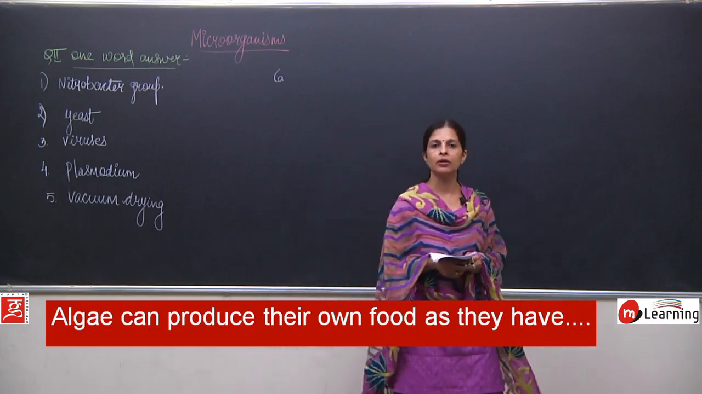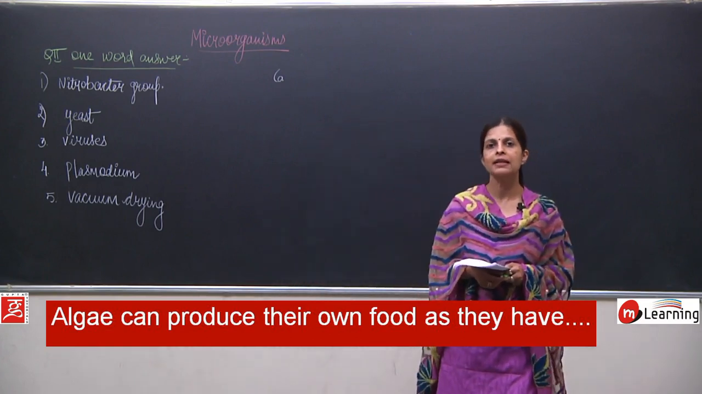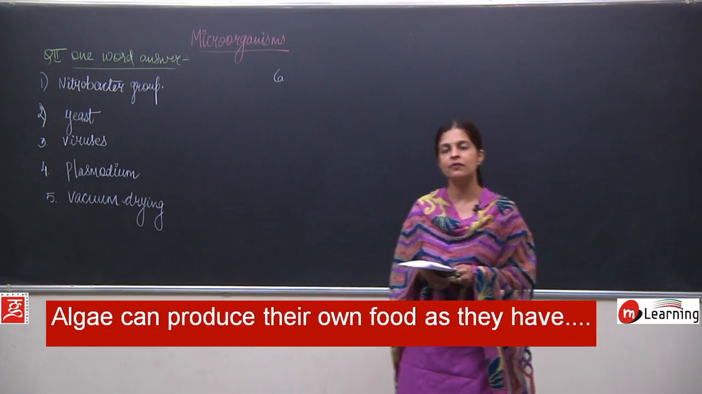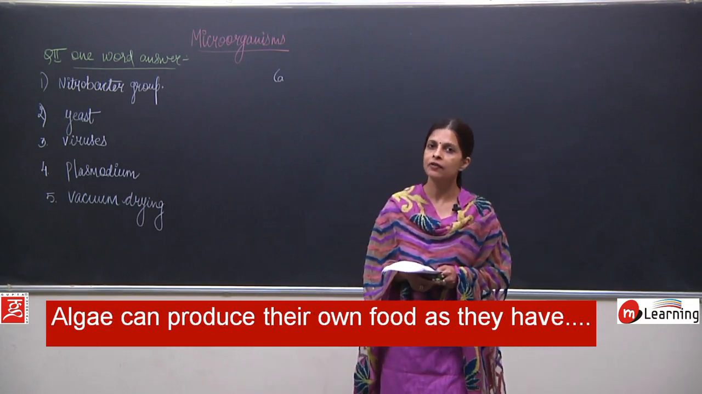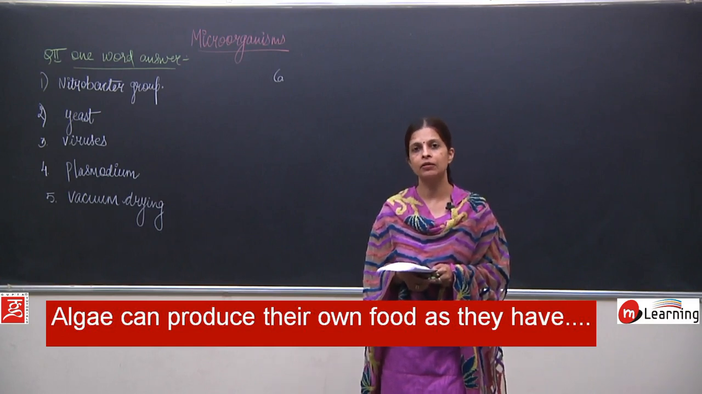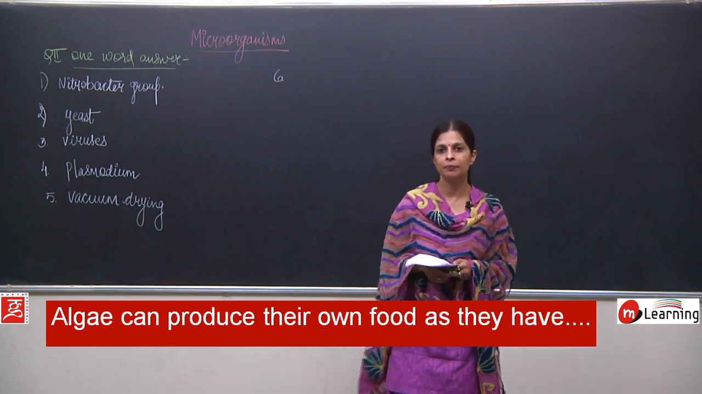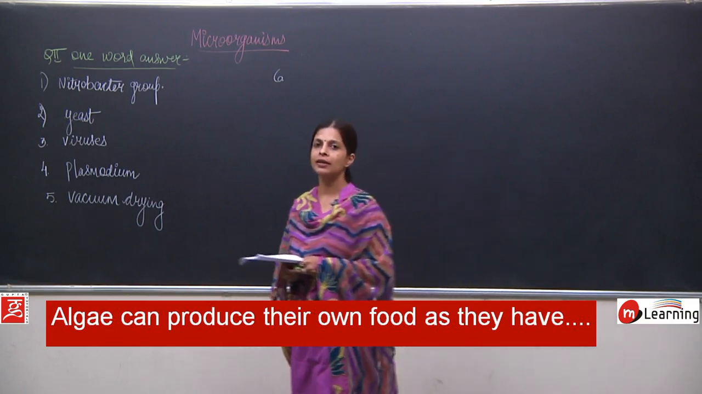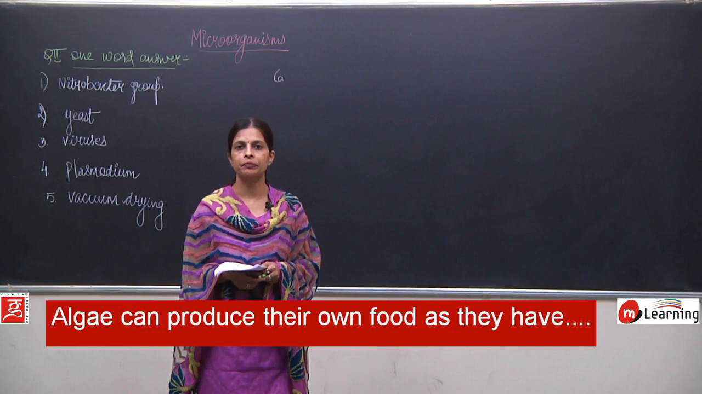Now when we talk about Euglena, just now I told, it has chlorophyll, but it uses it when the sunlight is present, and it doesn't have a cell wall, so it is kept along with which group? Amoeba, paramecium, Euglena, all these come under the protozoa.